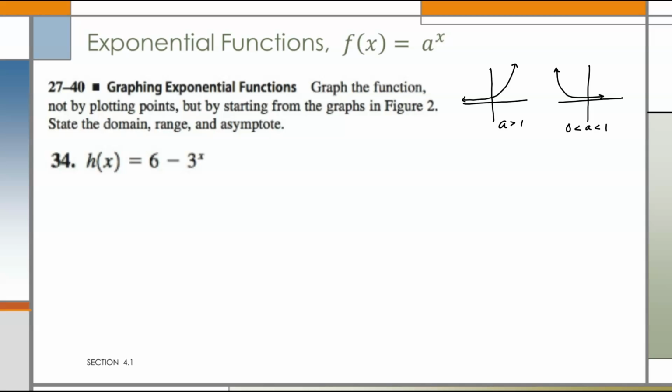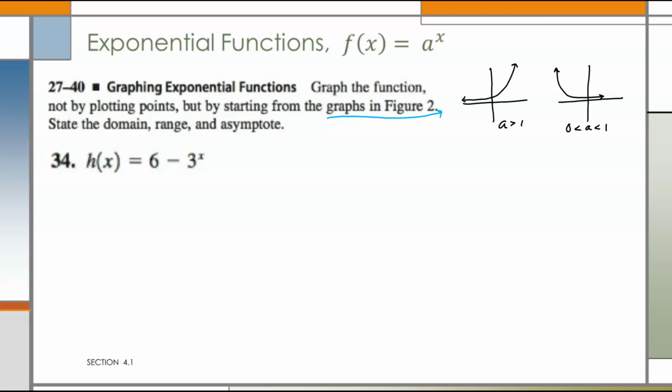As we work with these, we want to have an idea of what the graph looks like, review our transformation rules, and that helps us apply what we know. Graph the function not by plotting points, but by starting from the graphs of figure 2. And so these are the graphs of figure 2. We just want to remember a greater than 1, increasing; a is a fraction, so we get decreasing. So we're going to graph not by plotting points, but looking at a basic graph along with transformations. Then we're going to also look at domain, range, and asymptote.